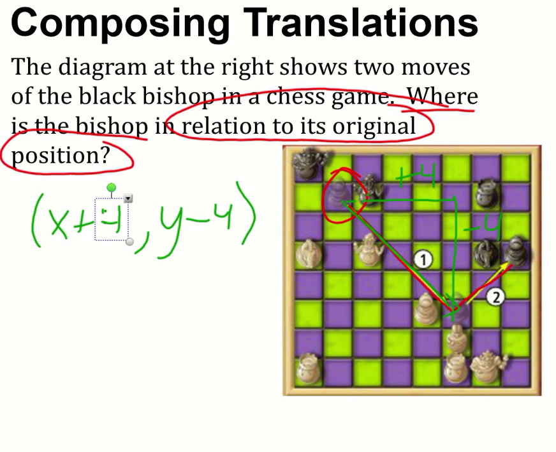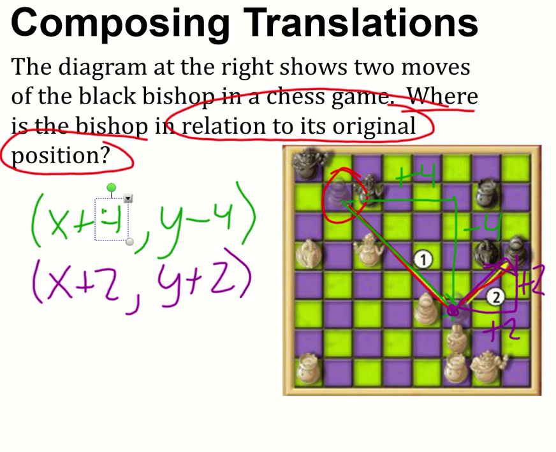Now, the bishop didn't finish moving. It went from its new location and moved all the way over to this location, and we also want to look at that translation. We look at the horizontal first. It's going over 2, up 2. It's increasing the x by 2, increasing the y by 2. So in our notation, we say x plus 2, y plus 2.